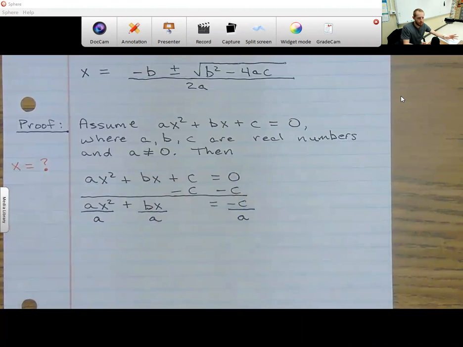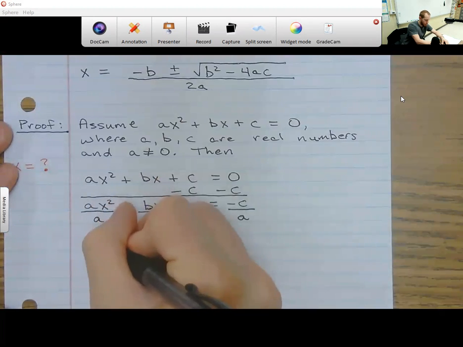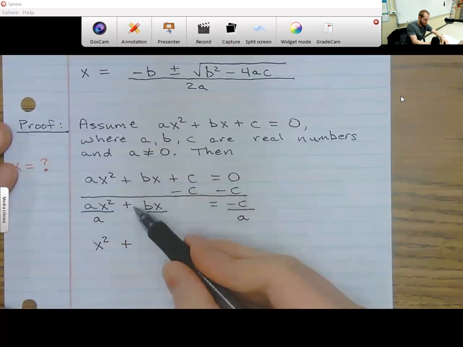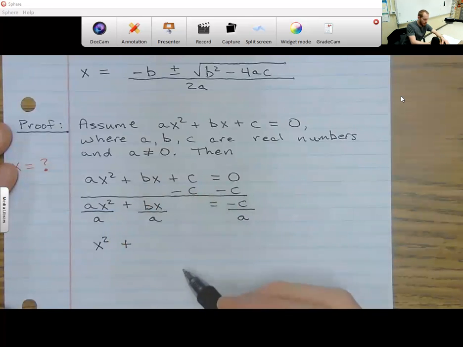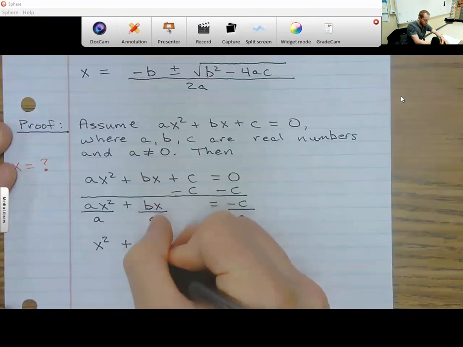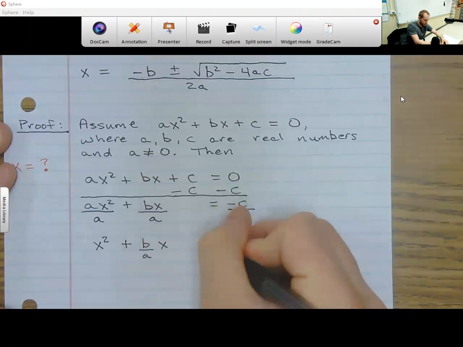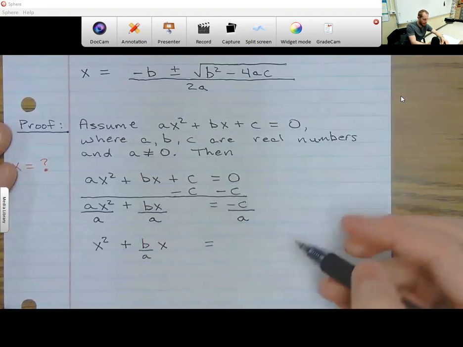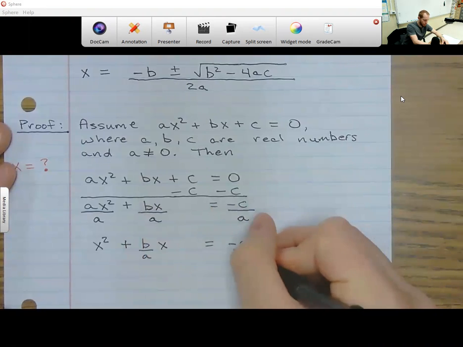So what happens when I do that? Well, since I'm dividing by a, these two a's right here are going to cancel out. So I'm only going to have x squared right here. Bring down my plus sign in the middle. And then over here, I'm going to have b over a times x equals. And then over on this side, I'm going to have negative c over a.